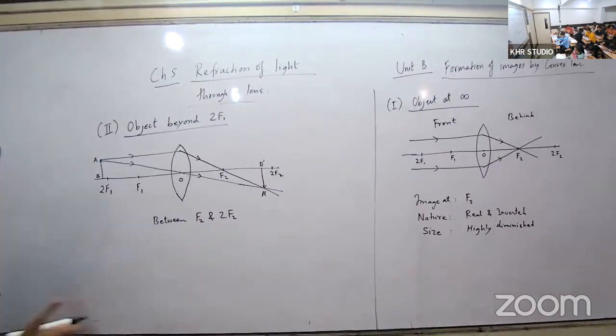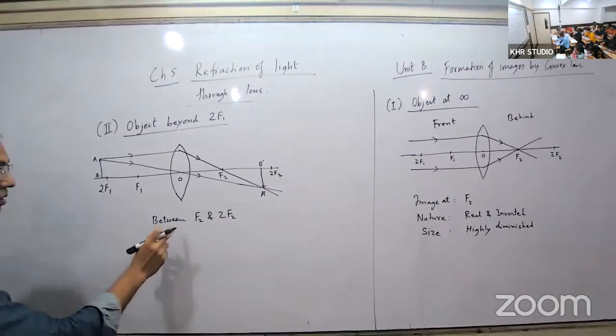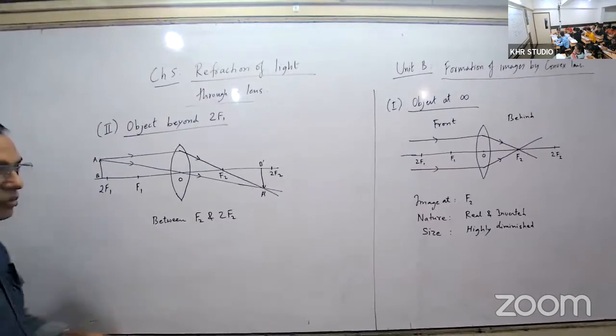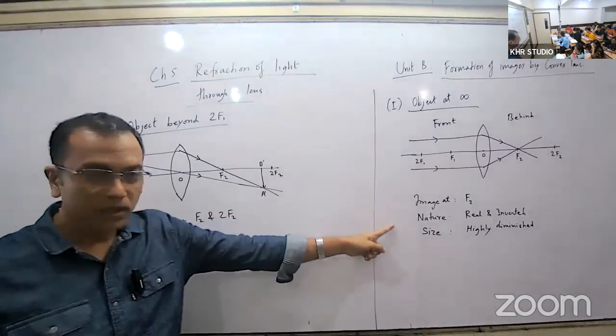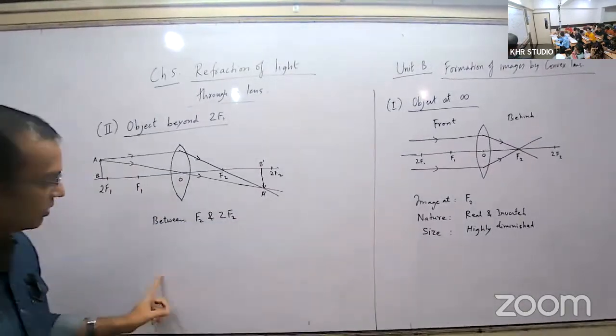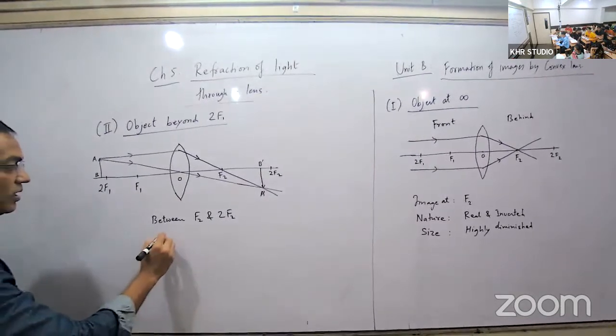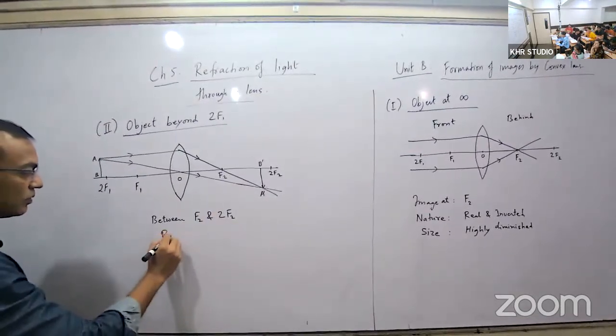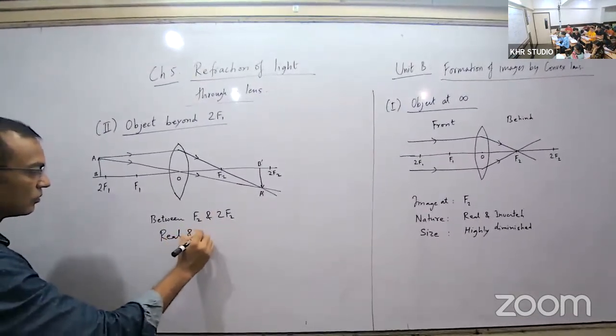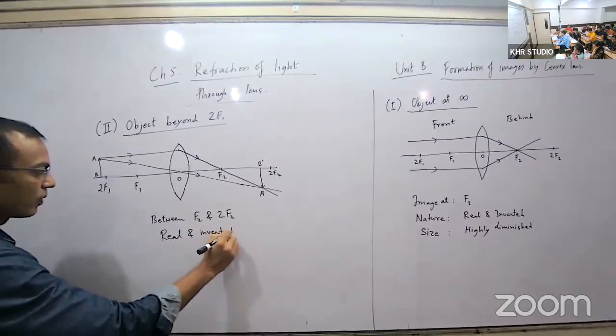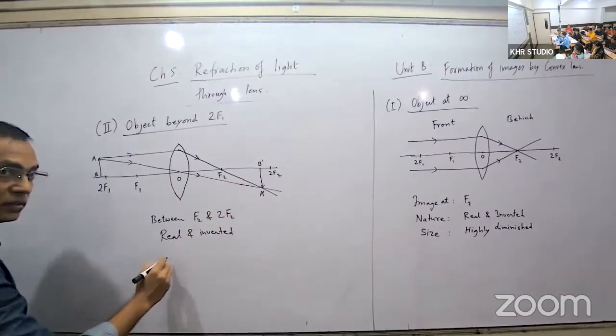First, let me finish it. I'll explain. Now the first thing is image position. Second is nature. Third is size. Nature is real and inverted. What about the size?